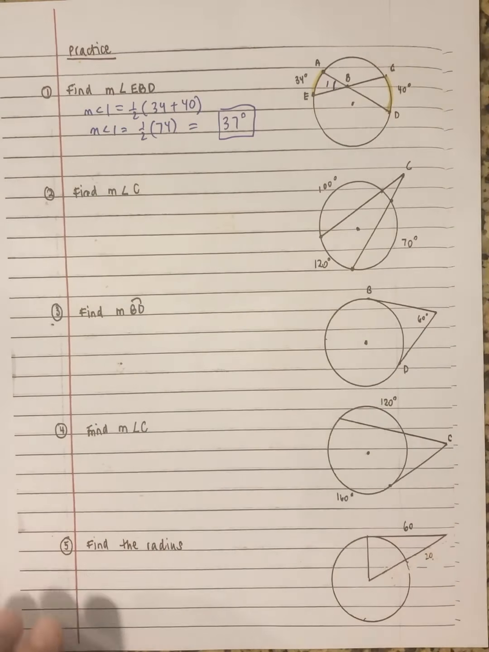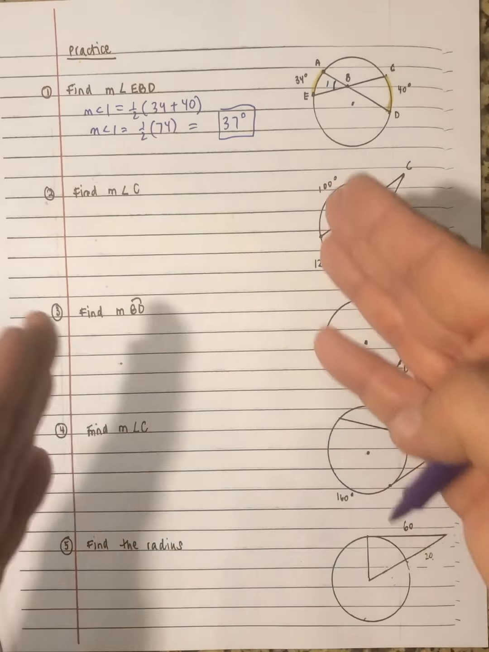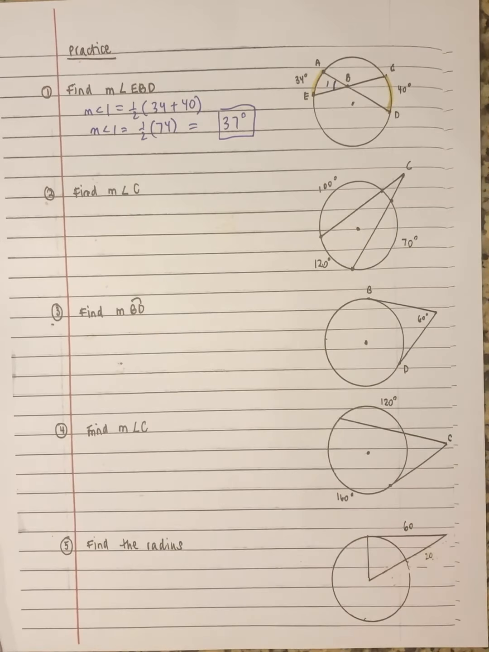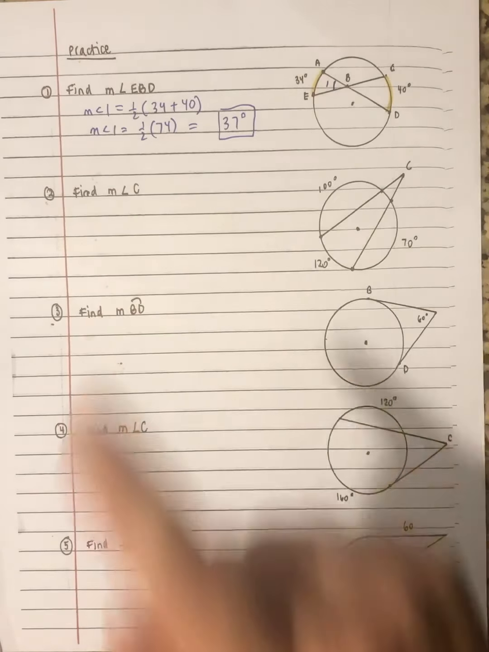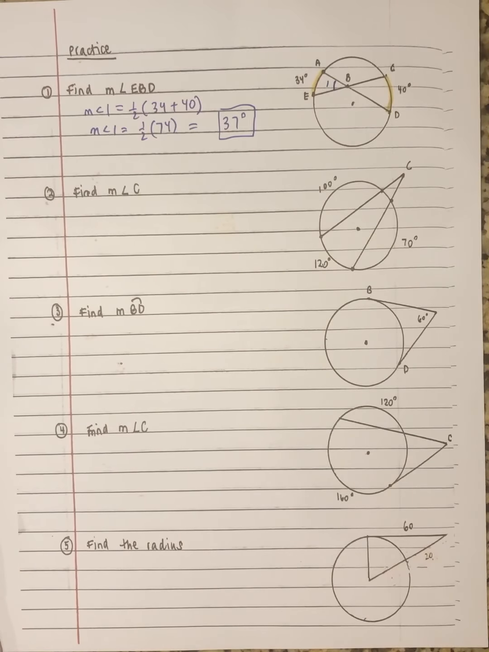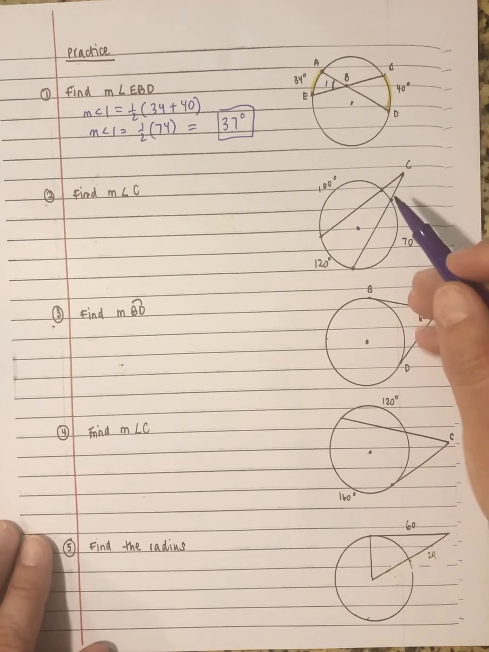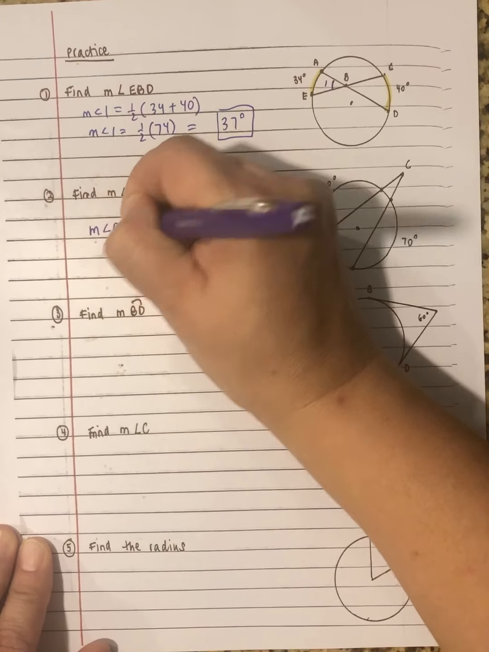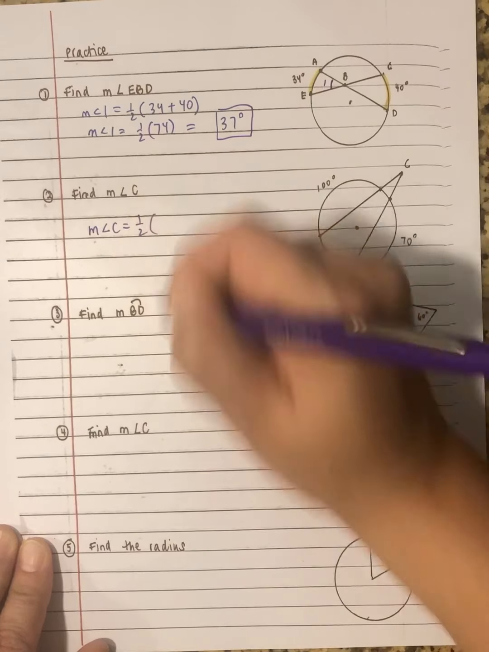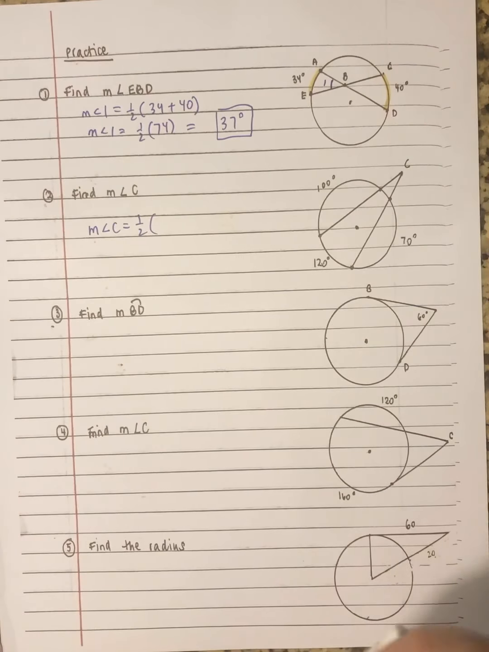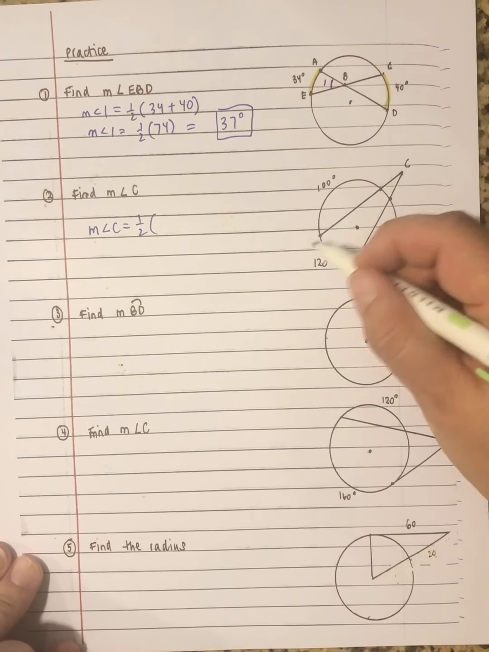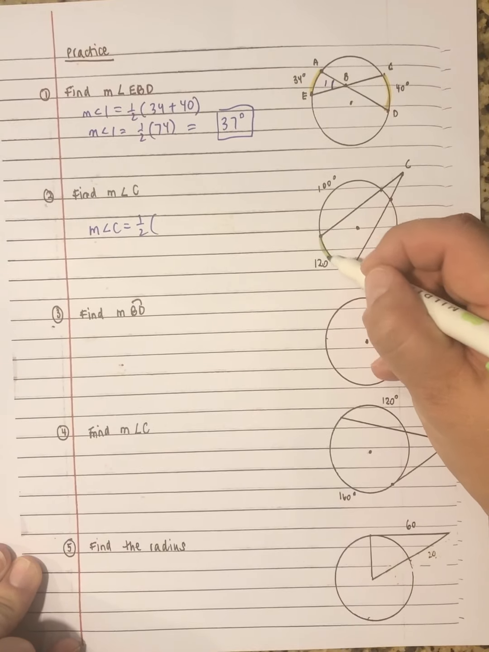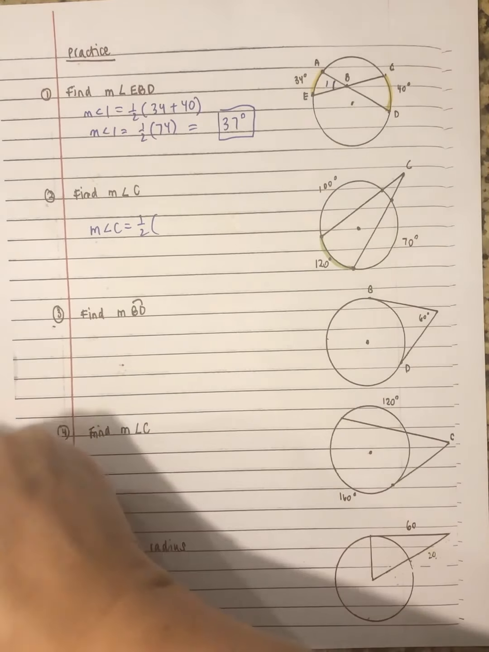Okay. In the next three problems, our lines meet outside of the circle. So we are going to use the same formula, except instead of the sum, we're going to use the difference. Okay, so in order for us to find the measure of angle C, we'll have to find 1/2 of the difference between the outside arc that's intercepted by this angle and the inside arc.